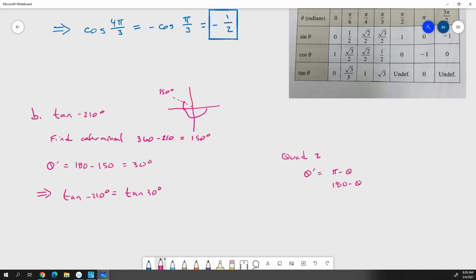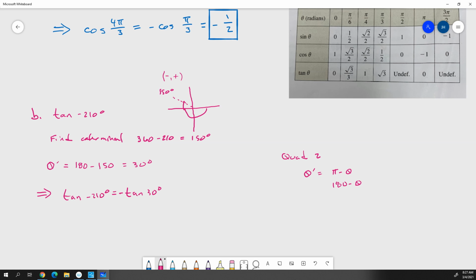Now I want you to think about tangent in this perspective, right? Tangent is sine over cosine, or y over x. And in this case, one of those is negative, right? We have a negative x. So this whole tangent is going to be negative, right? Because they're not both negative. We've got a positive y, right? Here we've got x is negative, y is positive. And so if I have y over x, I have a positive over a negative, which gives me a negative solution.